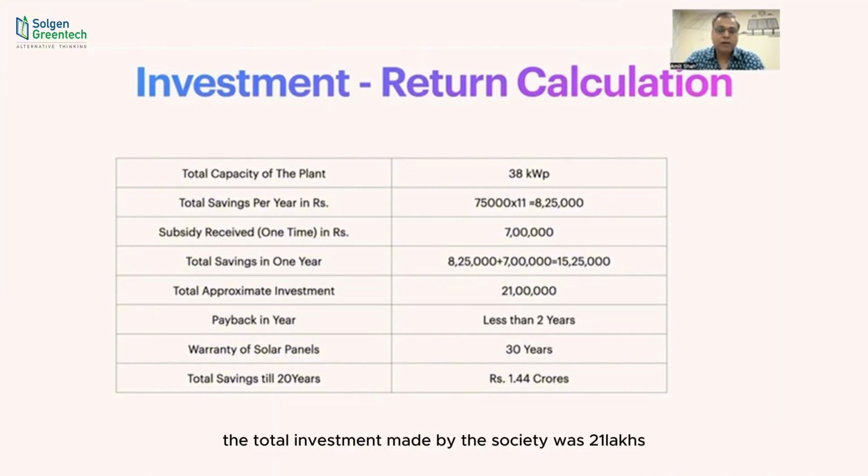The total investment made by the society was 21 lakhs. So from 21 lakhs, within a year the society has received 15 lakh rupees. So payback is, as you can see, less than 2 years only, and the warranty of these solar panels is 30 years. The performance warranty is 30 years and the product warranty is 12 years.